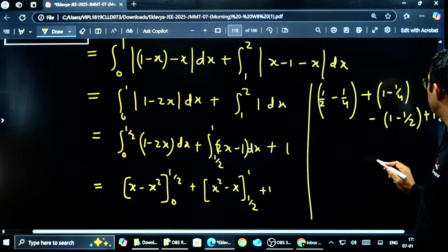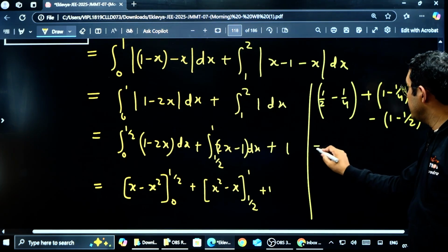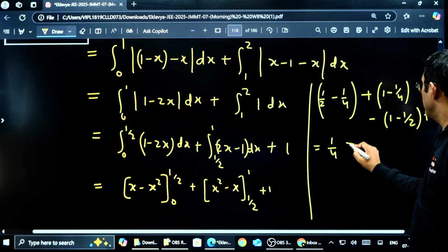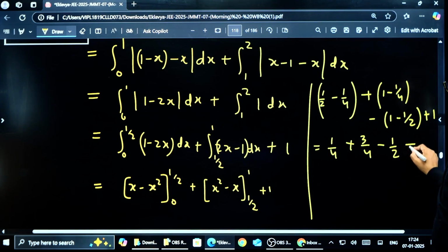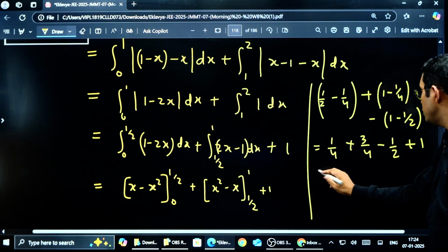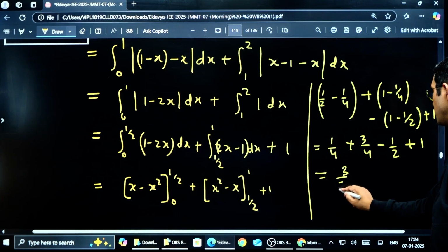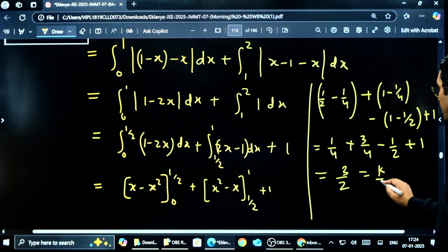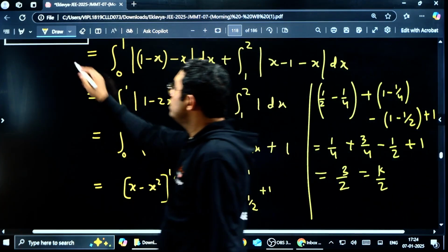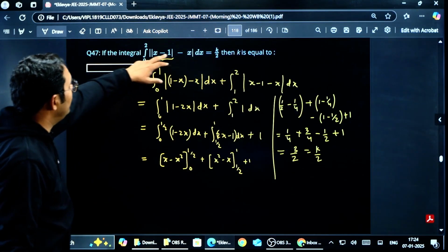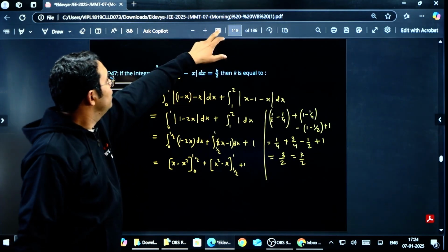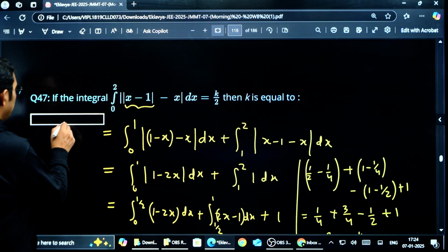Okay, so how much are we getting? We are getting 1 by 4 from this bracket, plus 3 by 4 from this bracket, minus half plus 1. So 1 plus 1 is 2, 2 minus half is 3 by 2, and that is given to be equal to k by 2. So if it is k by 2, the value of k will be equal to 3. Answer is 3.